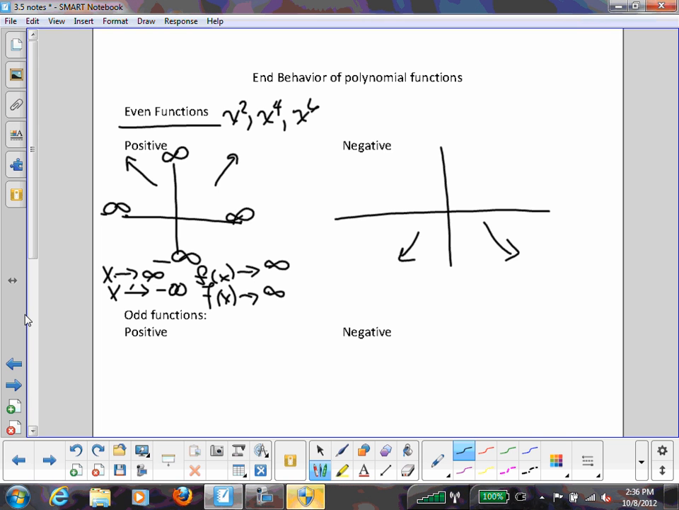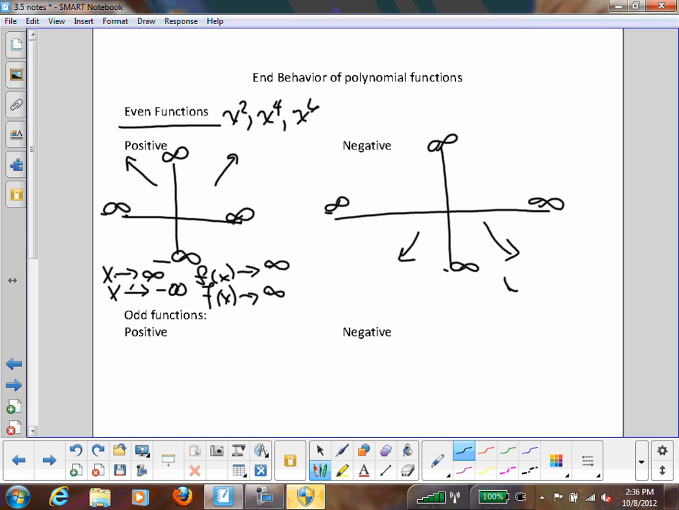Yeah, if x goes to positive infinity, my function goes to positive. If x approaches negative infinity, my function goes to still positive because my tails are always up. Does this make sense? So here we have positive infinity, negative infinity, positive infinity, negative.